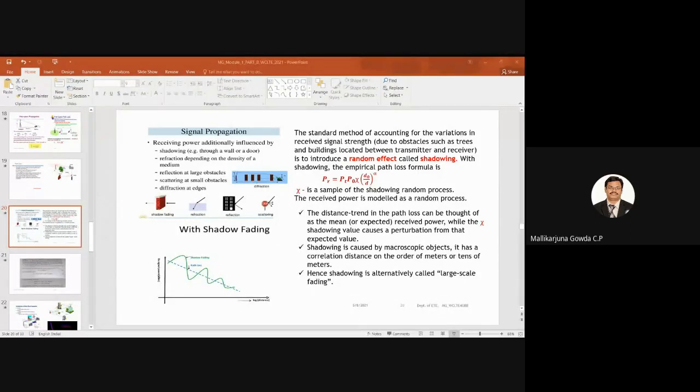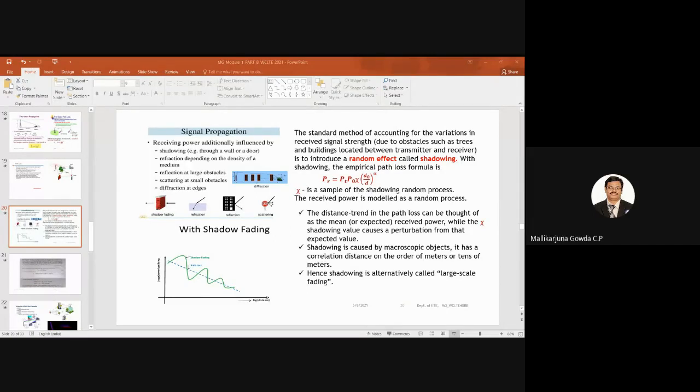So there is a standard method for accounting for the variations in the received signal strength due to obstacles like trees and buildings, which are located between the transmitter and the receiver. That is introduced as a random effect that we call shadowing. And the empirical formula for that is this one.